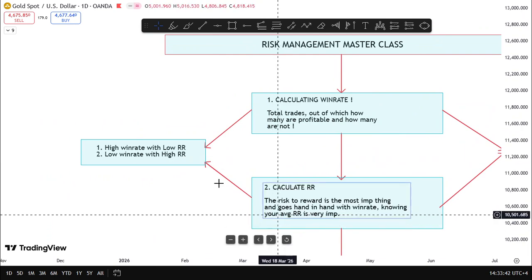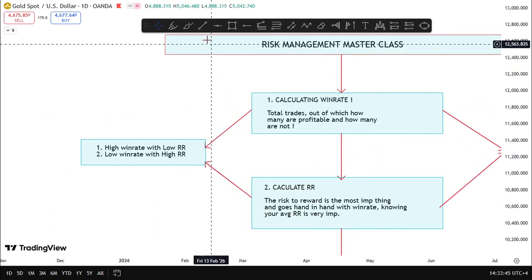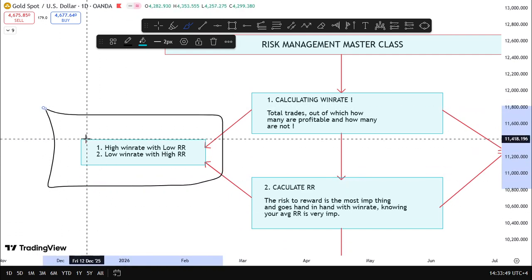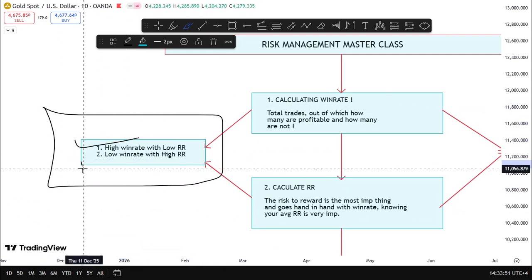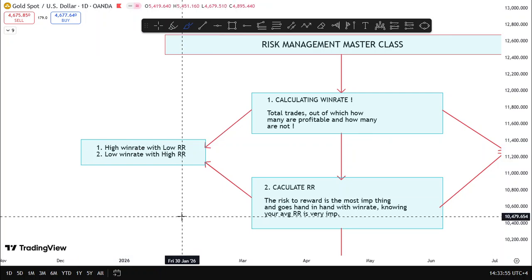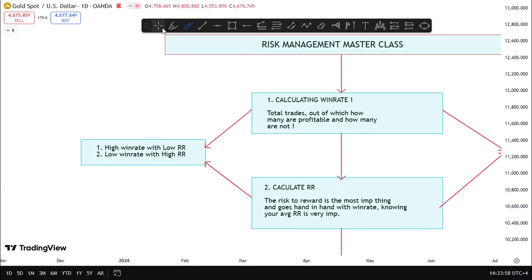Now calculating win rate and RR, there is also a very big debate on this in the industry. Some gurus say that high RR is very important. Some say that low RR is okay with high win rate. Now it is completely on your psychology and your strategy. What fits you as a person is what you have to select from these two options.